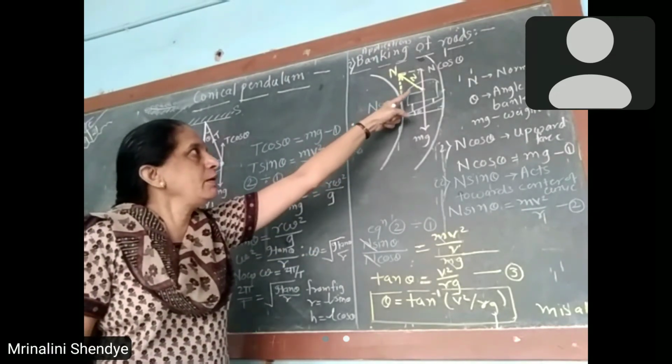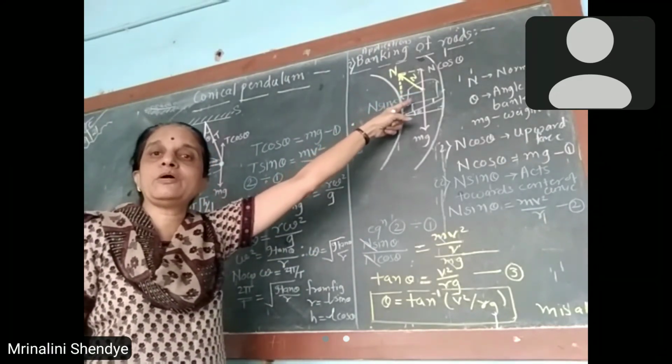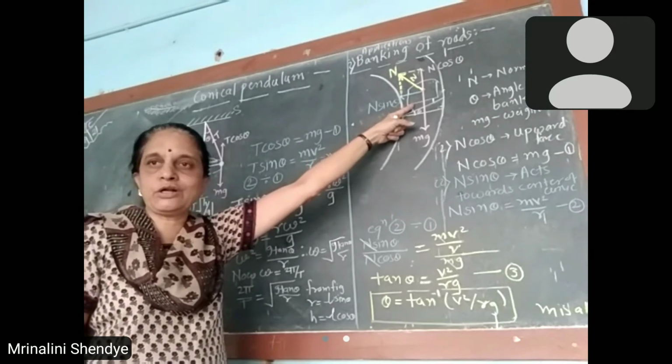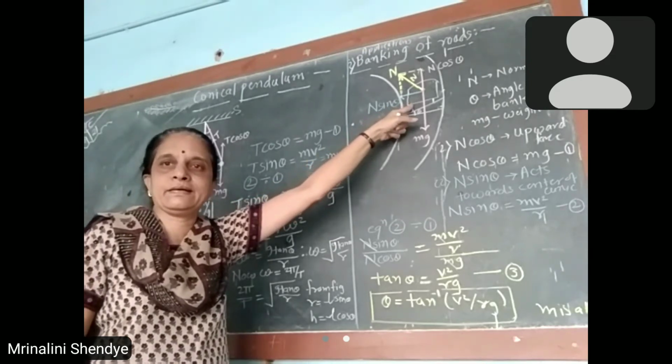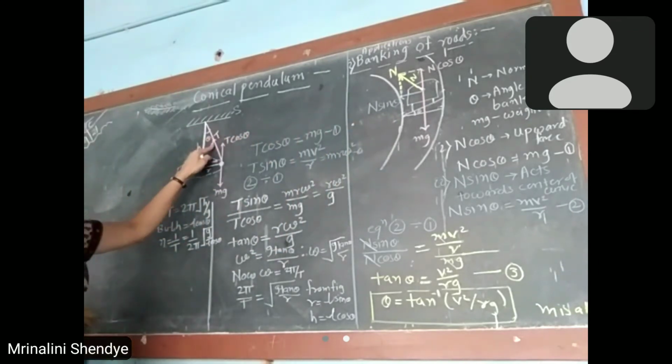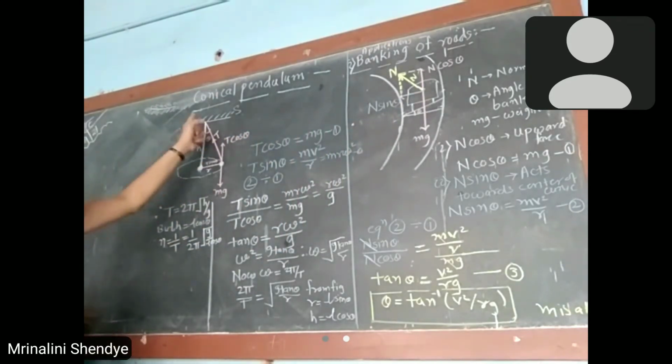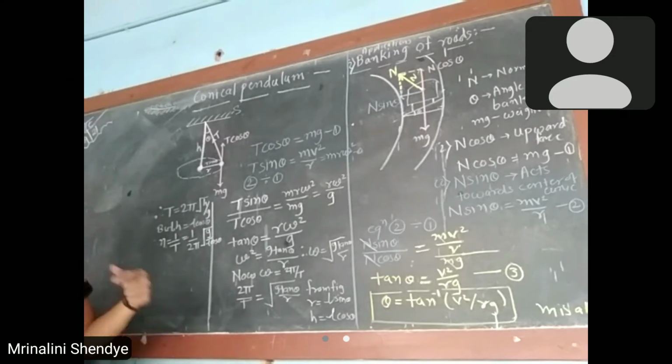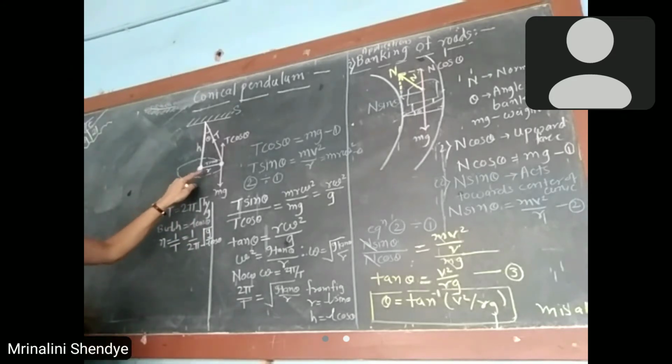Here we have also seen that it is not in the form of T. Tension is not there because this is not a thread; it is a vehicle. But on the thread, tension acts towards the support, and that tension is divided into the normal reaction as well as the centripetal force. In this case, we can see this diagram.